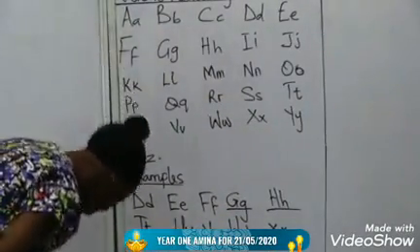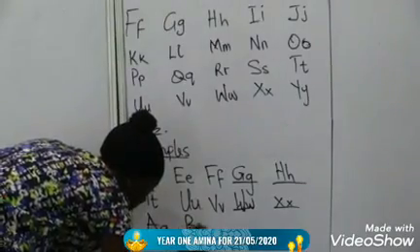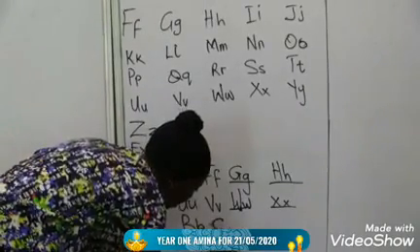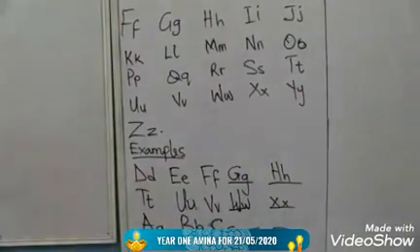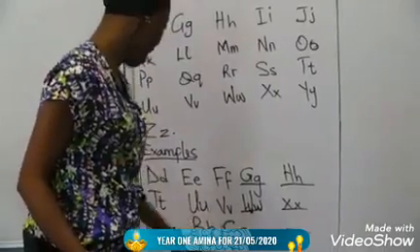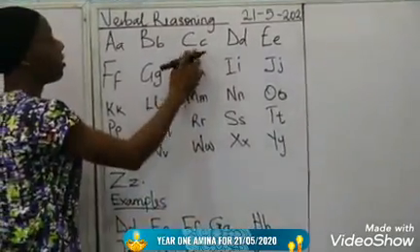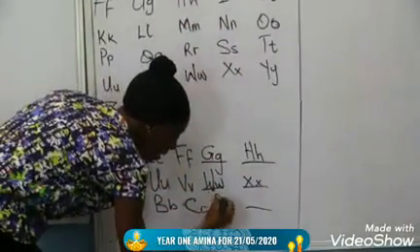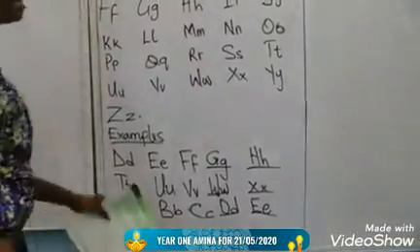Let's take one more example. Capital letter A, small letter A, capital letter B, small letter B, capital letter C, small letter C. Now look at this. Who can tell me the letters that will come after A, B, C? Which other letters come? Your D and your E. Very good. So it will be capital letter D, small letter D, capital letter E, and small letter E. It is very, very simple.